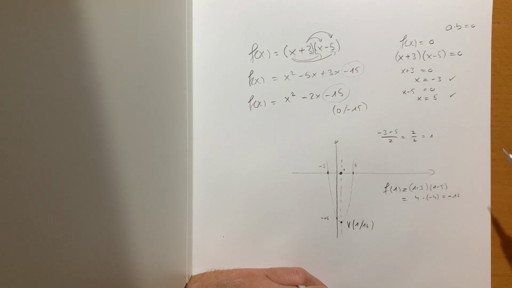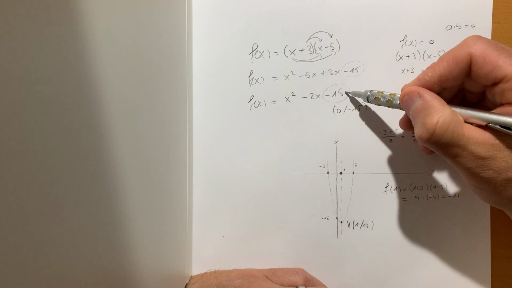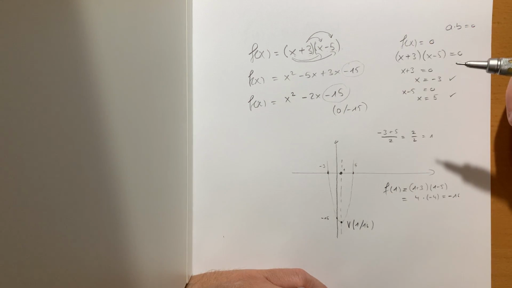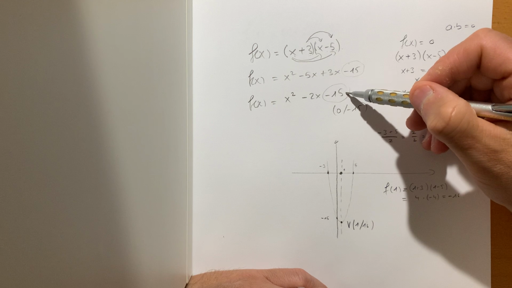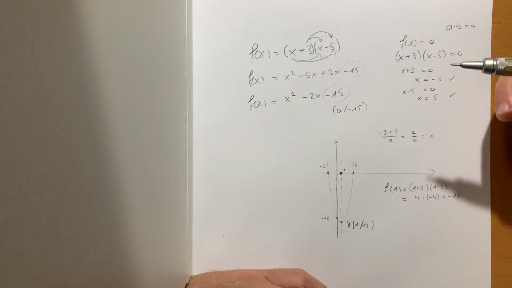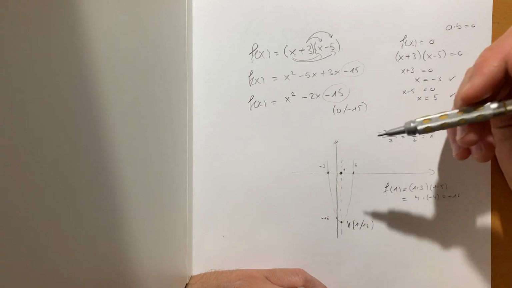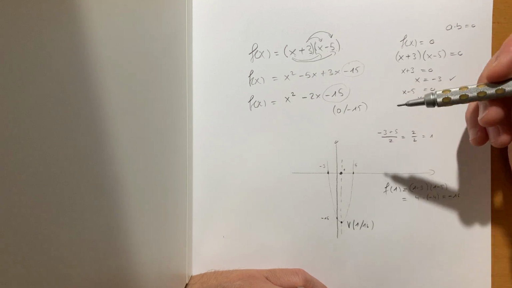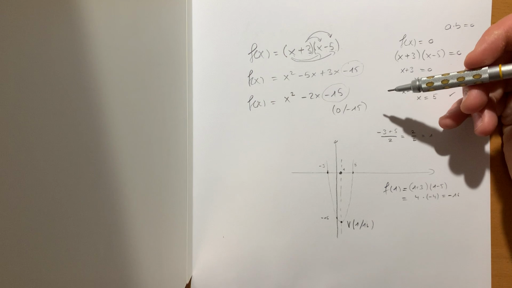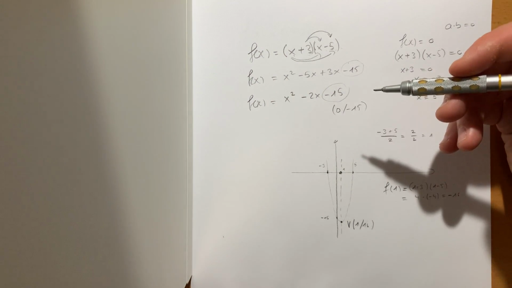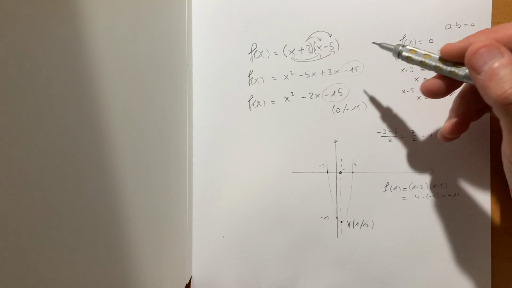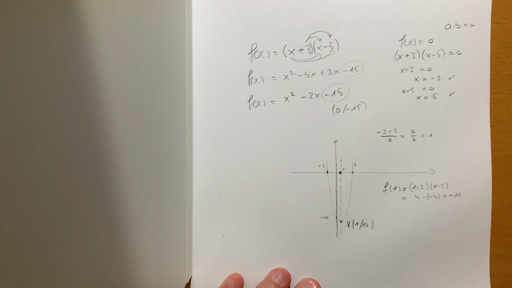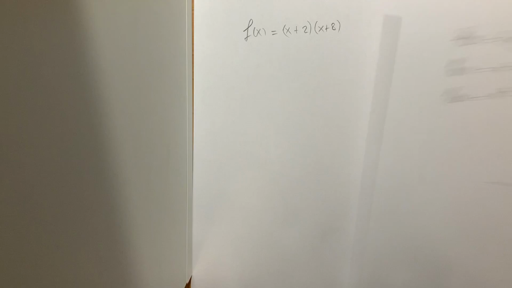So it would be great if we were able to go from here to here. Okay? From the general form to the factored form. Because the factored form is almost as practical as the vertex form, because we have quite a few pieces of information right from the start. Okay, so let's start with a simple example.